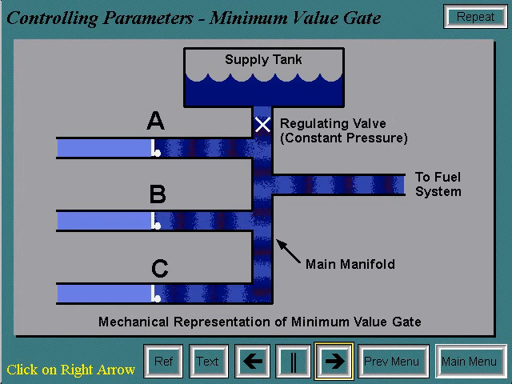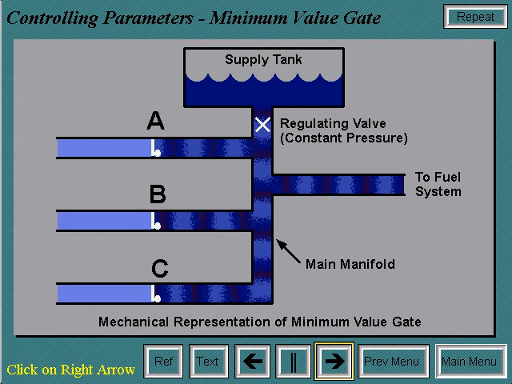To give you a mechanical analogy, check valves behave the same way as diodes in electrical systems. In this analogy, a fixed pressure to the main manifold is provided by the supply tank. The pressure at the main manifold can be regulated by the check valves A, B, or C. For example, the pressure at point 1 is considered constant at 20 psi.